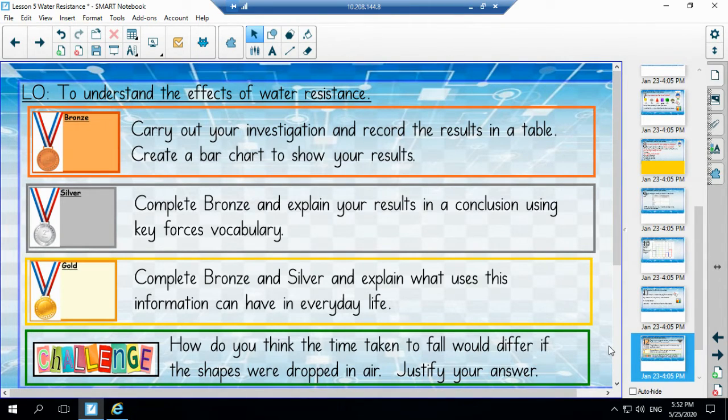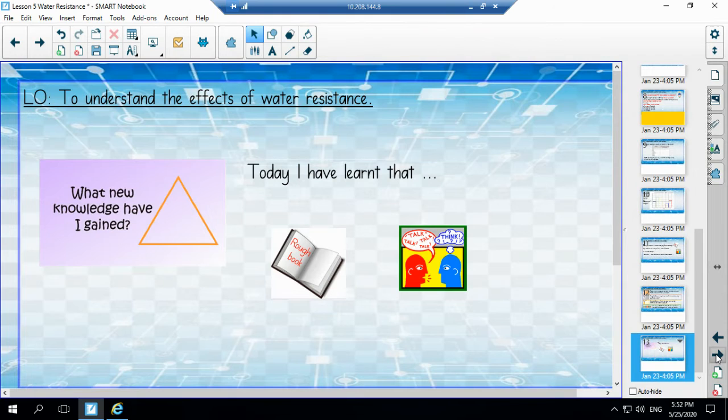And for a challenge, how do you think the time taken to fall would differ if the shapes were dropped in air? Justify your answer. Remember to use the key vocabulary. When you have completed your investigation, take time to reflect. What new knowledge have I gained today? Well, I hope you enjoyed the investigation and today's lesson.